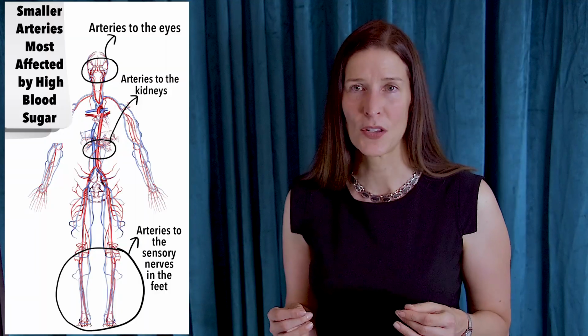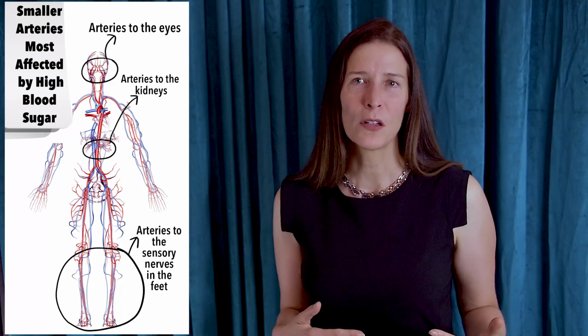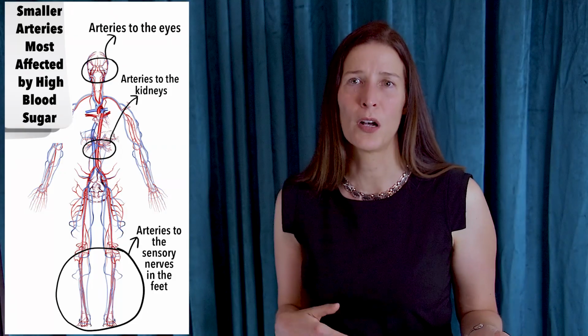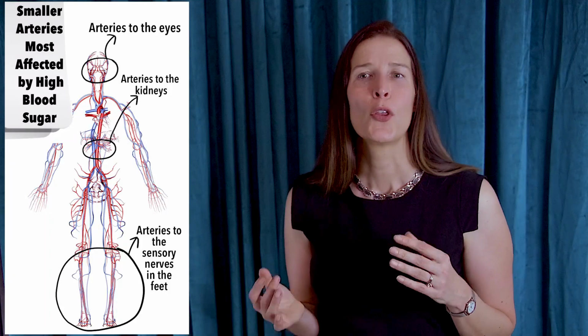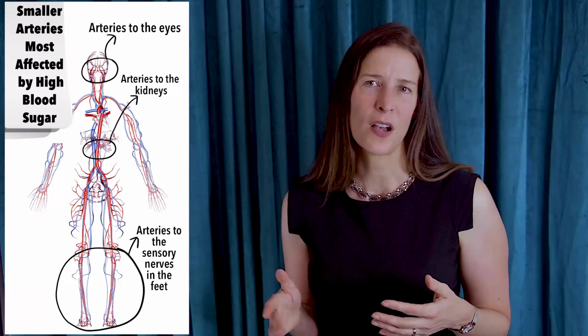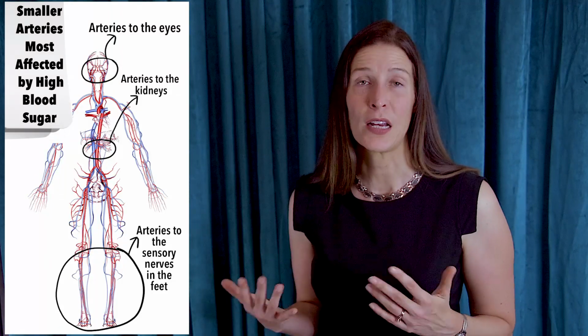In diabetes, the excess glucose molecules in the blood are toxic to the arteries, particularly those that carry oxygen to the eyes, kidneys, and nerves.